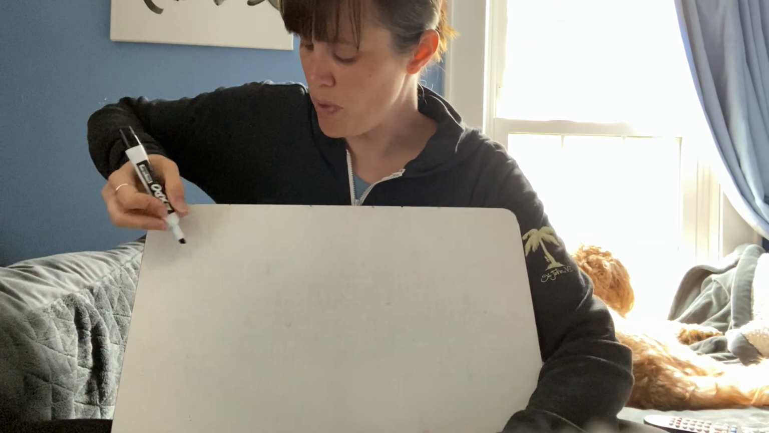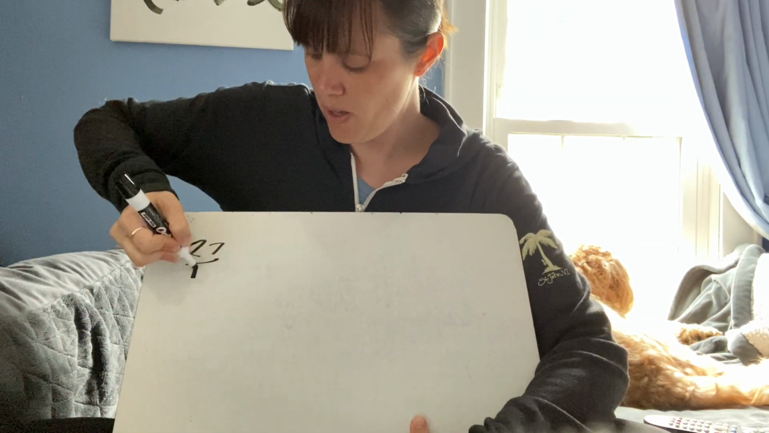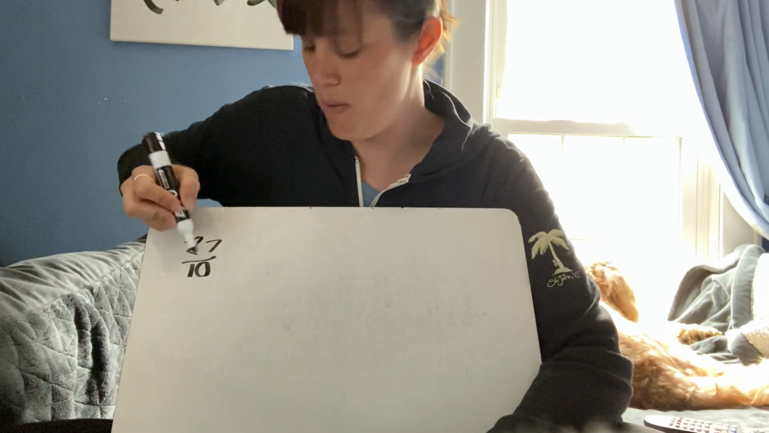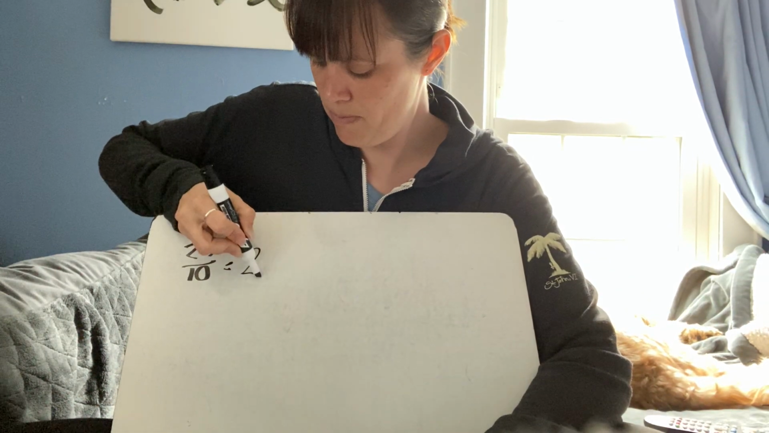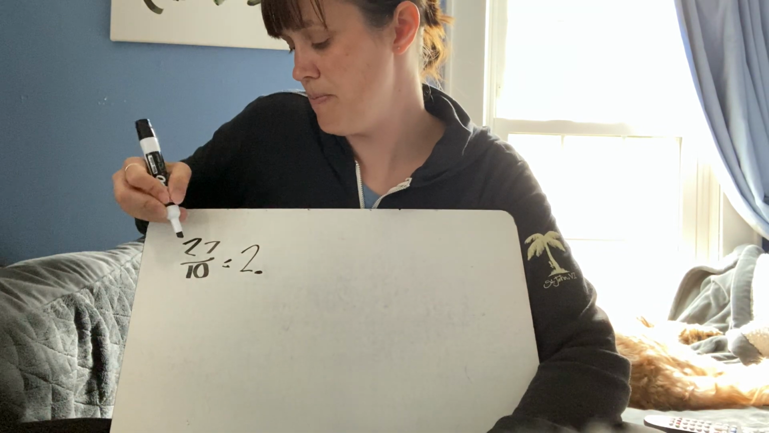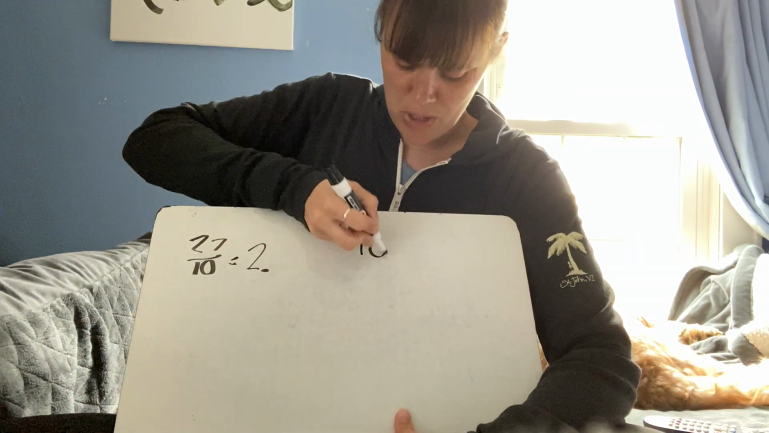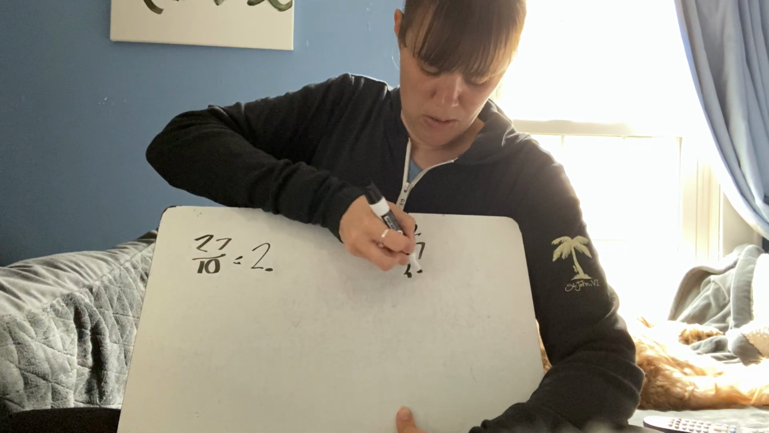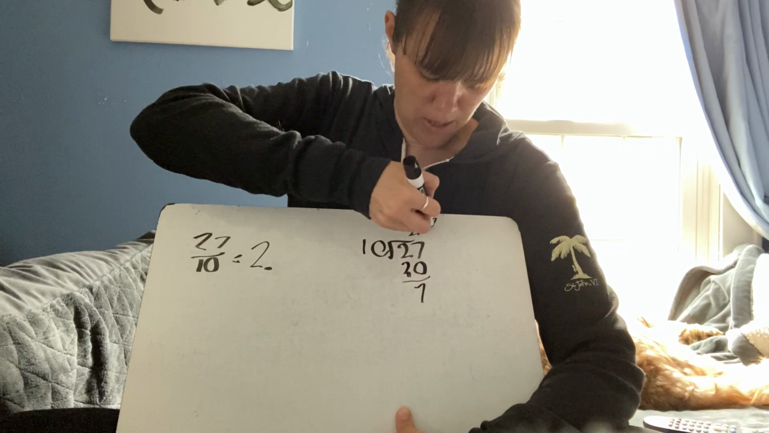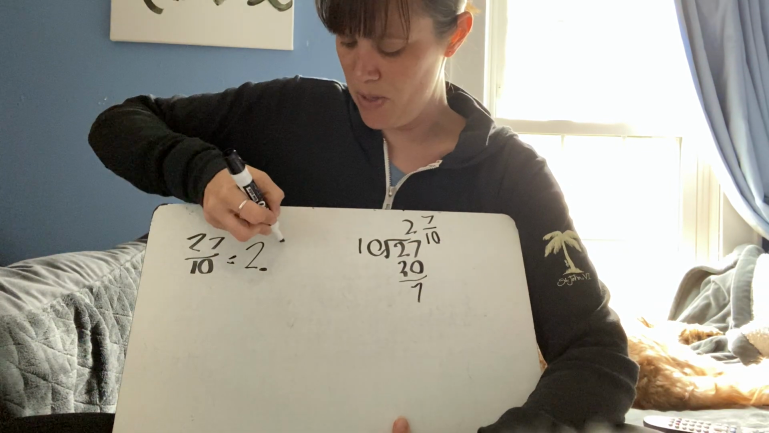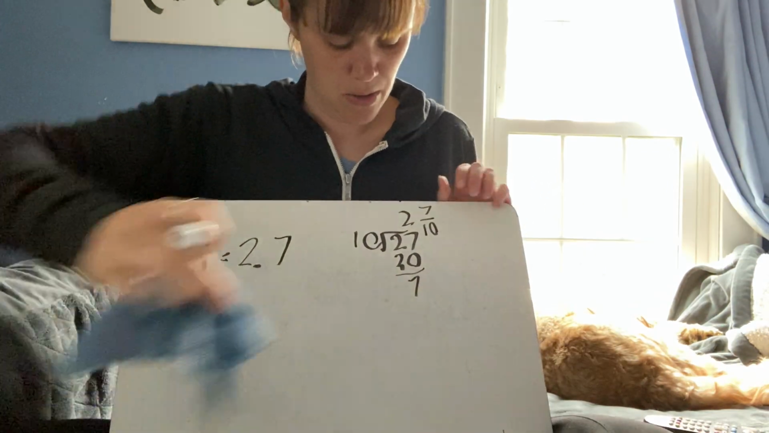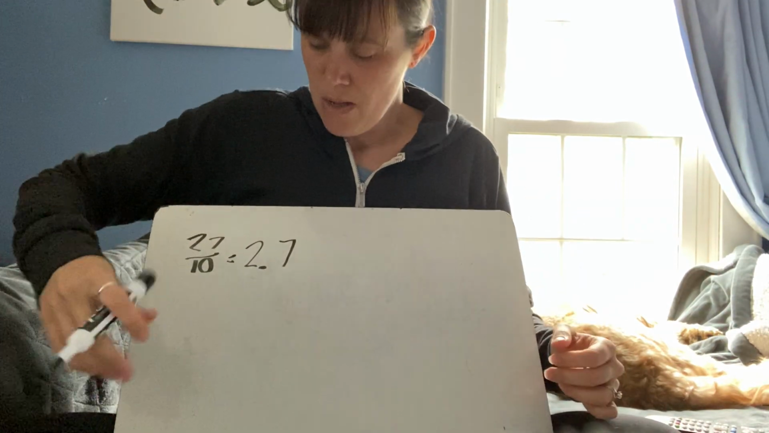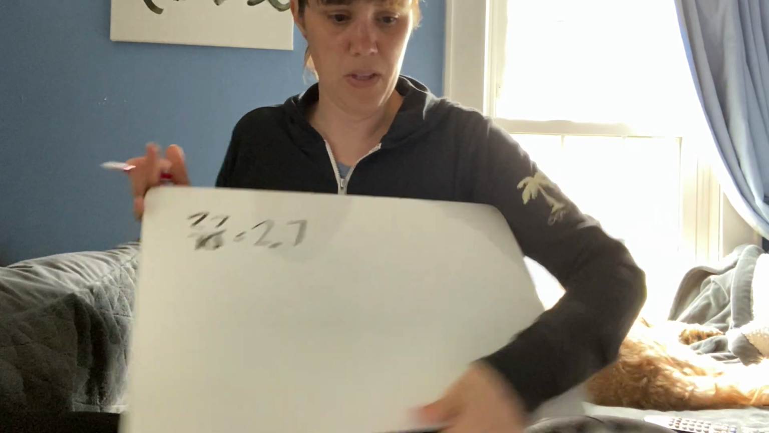So the first one is 27/10. Okay, let's change this to decimal. So 10 goes into 27 how many times? 2 times. And then what's left over? So a lot of you need to see that. That's fine. 27. 2 times 10 is 20. 7/10 are left over. So that means 2.7. So the first one is actually 2.7. So put this down for a second.